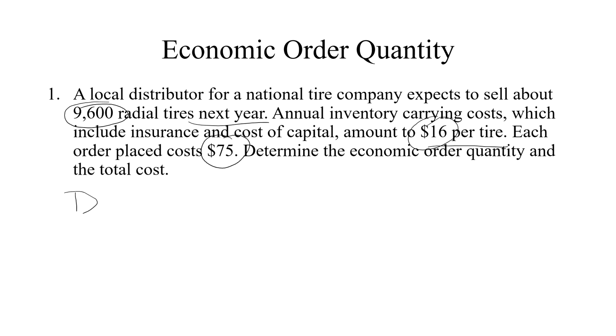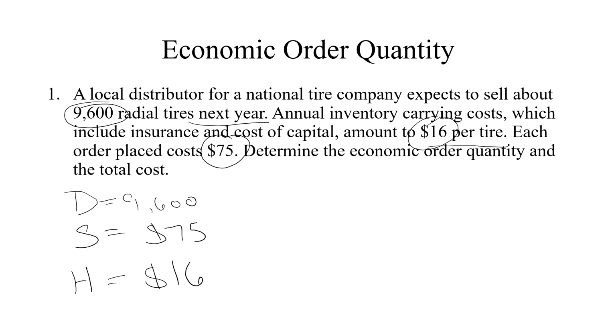So our annual demand, which is D, is going to equal 9,600. Our order cost is going to be S, and that's $75. And then our annual holding cost is H, also called our carrying cost, is $16. That one's per tire. Now, first we want to find our economic order quantity. And this is going to be the order quantity that's going to minimize our total holding, and again, that's the same thing as carrying cost, and our annual ordering cost.